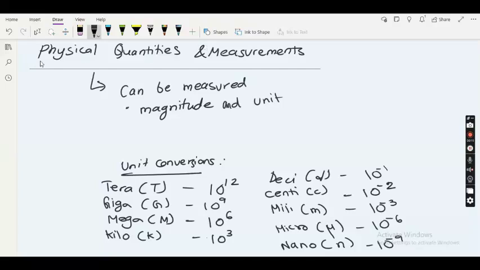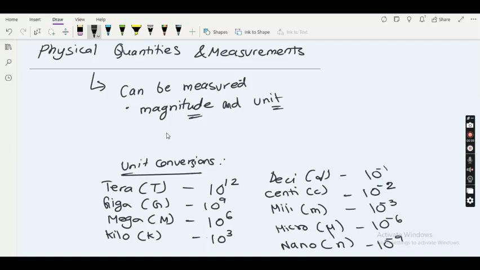Today we're going to review the entire chapter of physical quantities and measurements. So let's get started. First, what exactly are physical quantities? A physical quantity is a quantity that can be measured, such as length, mass, time, temperature, etc. And all physical quantities will always have a magnitude and a unit.